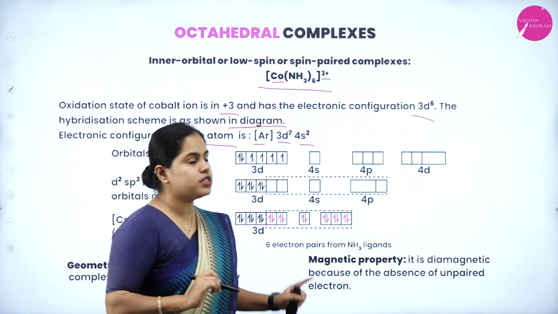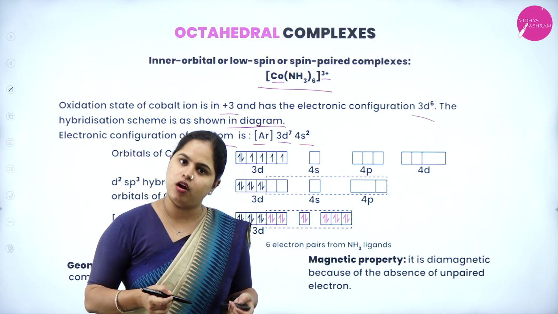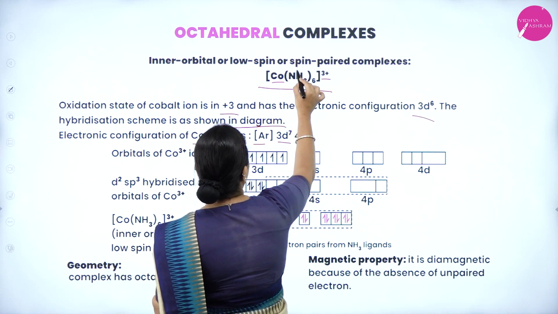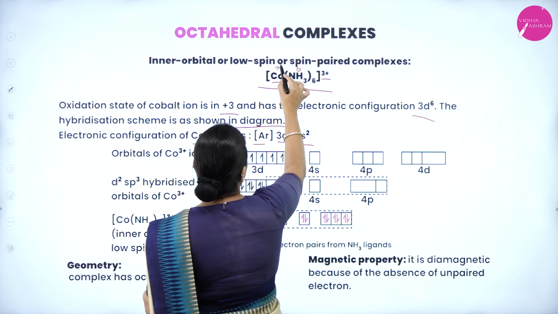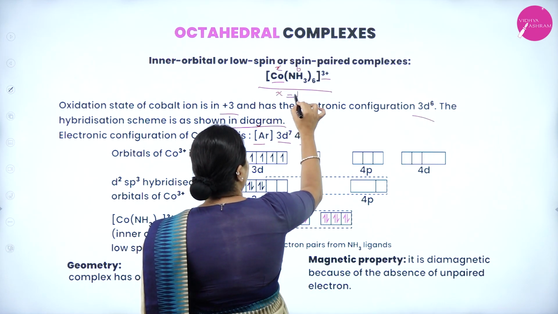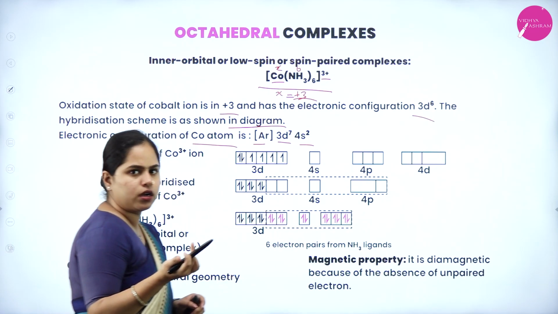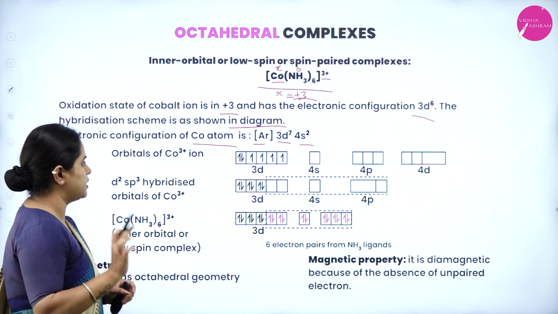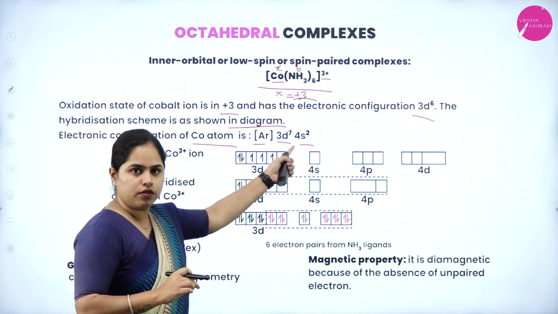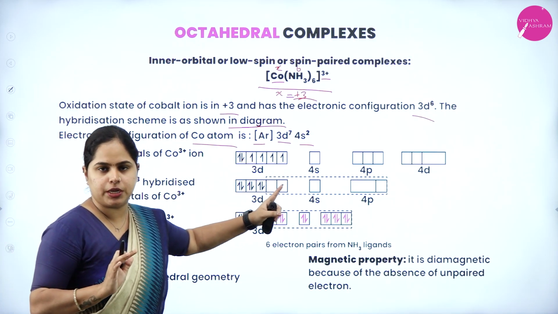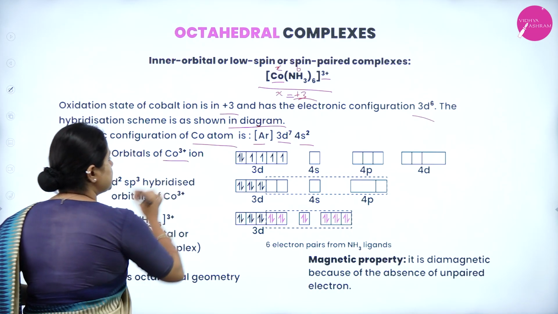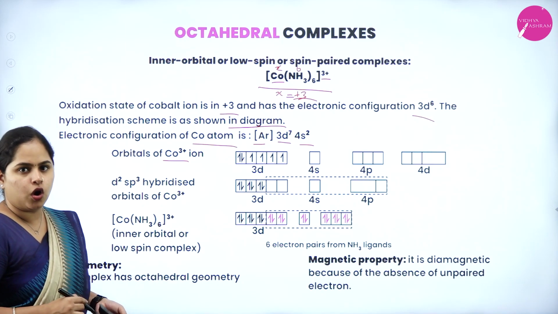Now we have to calculate the oxidation number of cobalt in this particular coordination compound. As you can see here, ammonia is neutral, and this is x. So x plus 0 will be equal to the charge, which is +3. So calculating the oxidation number is simple in this case. The electronic configuration written here is in the ground state. Now in which oxidation state is our cobalt? It is in +3.